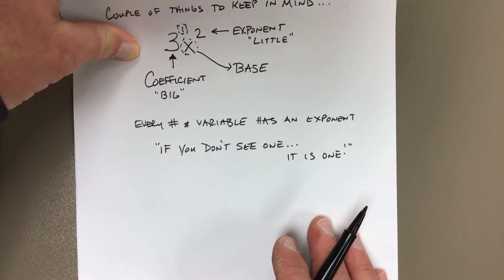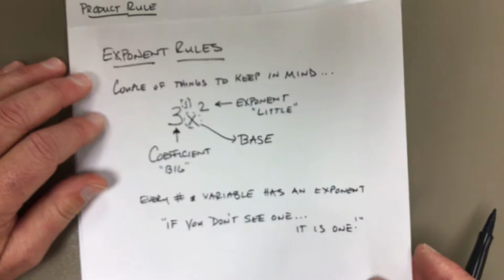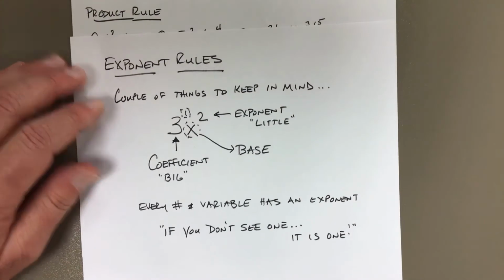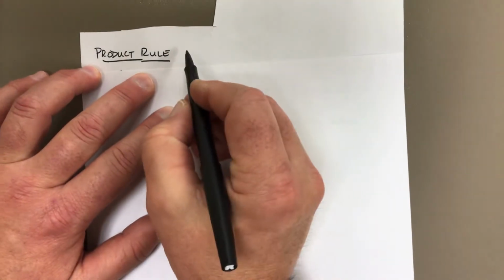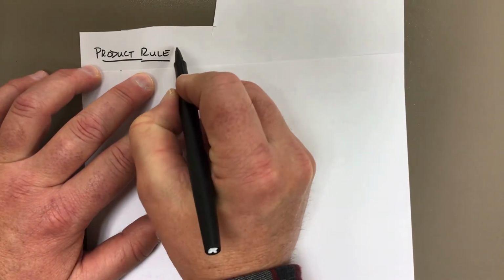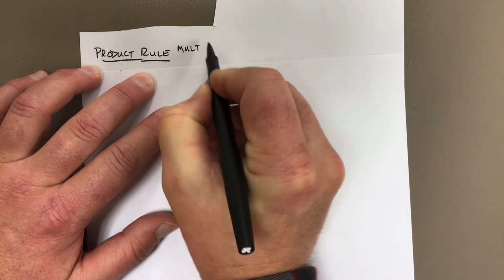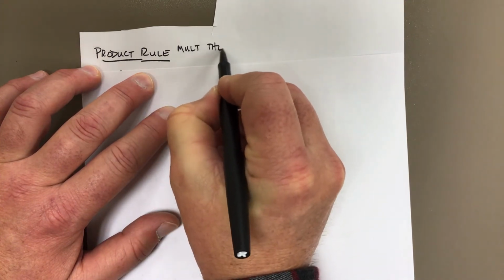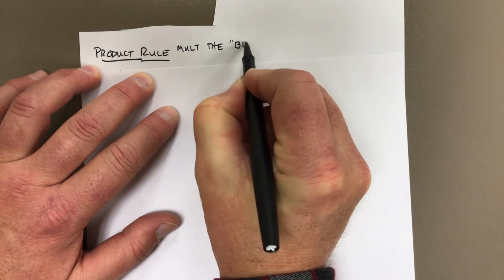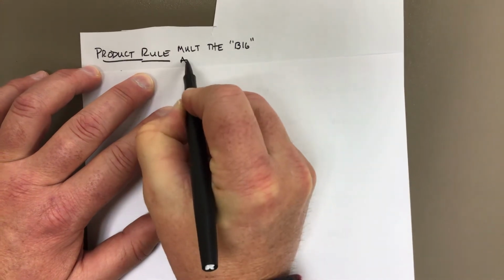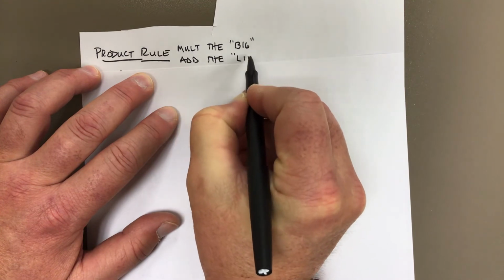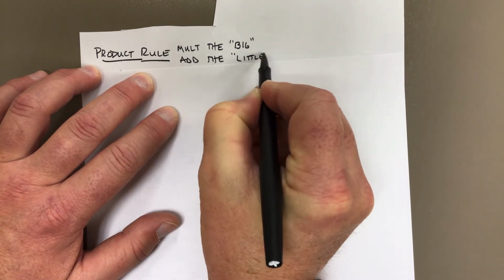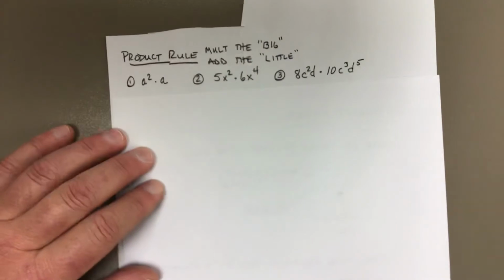Our first one is the product rule. I'm going to turn this over so we can focus on it. Our product rule just means that, again, we are going to multiply the big numbers, or the coefficients, and we're going to add the little numbers, or the exponents.